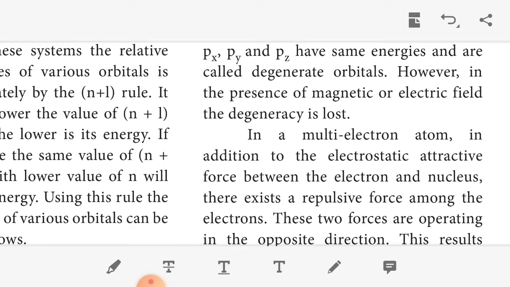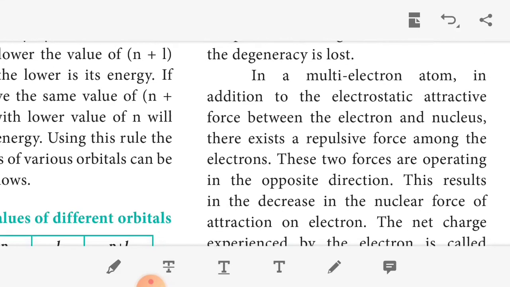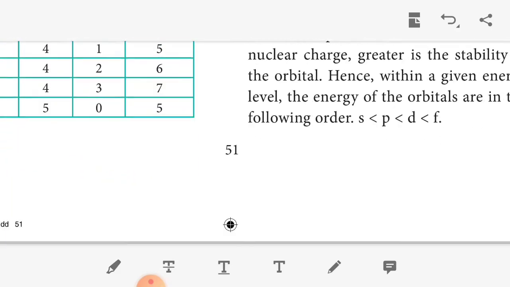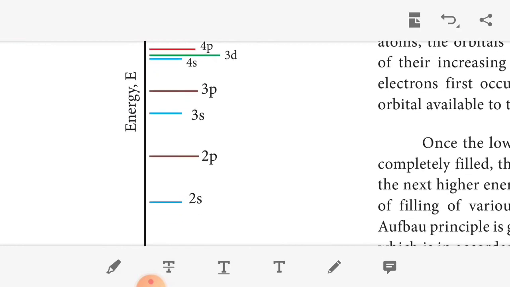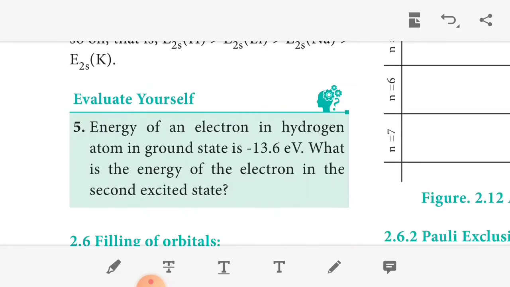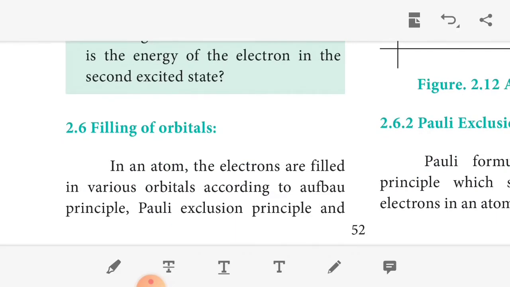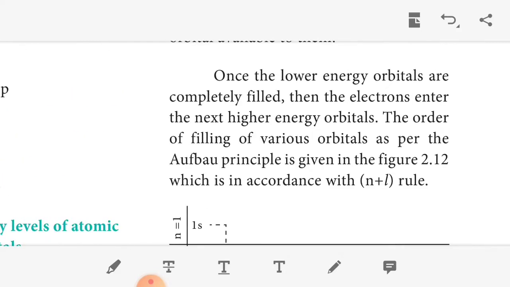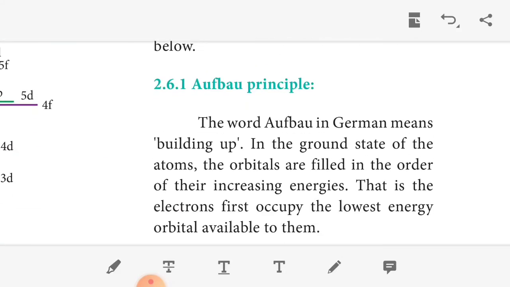Then next, filling of orbitals. In atoms, electrons are filled in various orbitals according to the Aufbau principle, Pauli exclusion principle, and Hund's rule. These rules are described below. First one is the Aufbau principle. So what is the Aufbau principle? The word Aufbau is German and means building up.